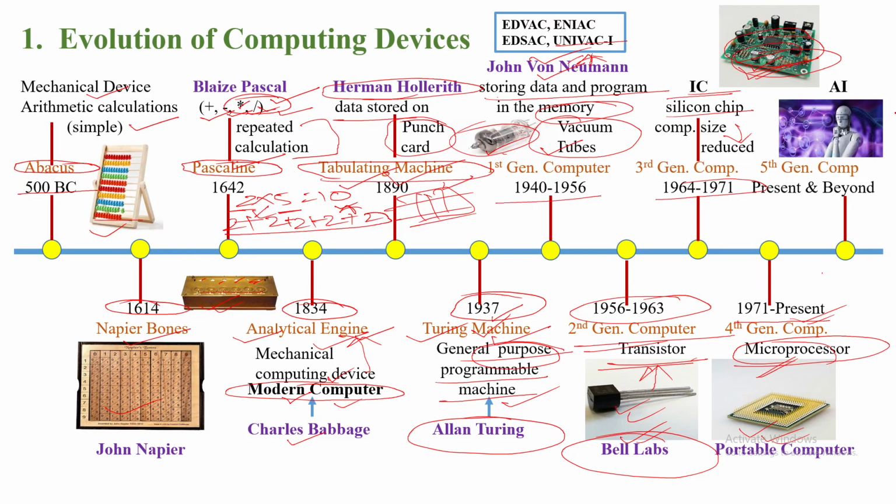Then the fifth generation computer, present and beyond, it is going on. The fifth generation computer is AI and robots, artificial intelligence and robots. See, nowadays many things like ChatGPT have come. Through AI you can make your projects. Even through AI we can visit a website and see the real area. If you want to visit somewhere, before you go there, you can see the live location of that exact place. So through AI it is possible.